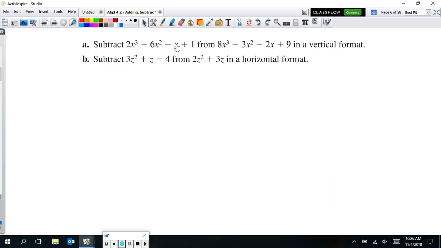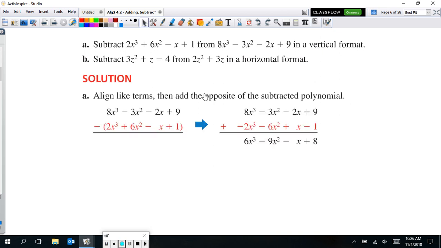We can see we do the same thing for subtraction. We can do it for vertical format or horizontal format. The difference there with subtraction, though, is that we're going to be changing the second one to its opposite. So you keep the first polynomial the same, but you change the second one to its opposite. You're just distributing a negative into that second polynomial to change all of its signs. That's what they're showing you here, changing all the signs. And then you go ahead and just combine like terms.